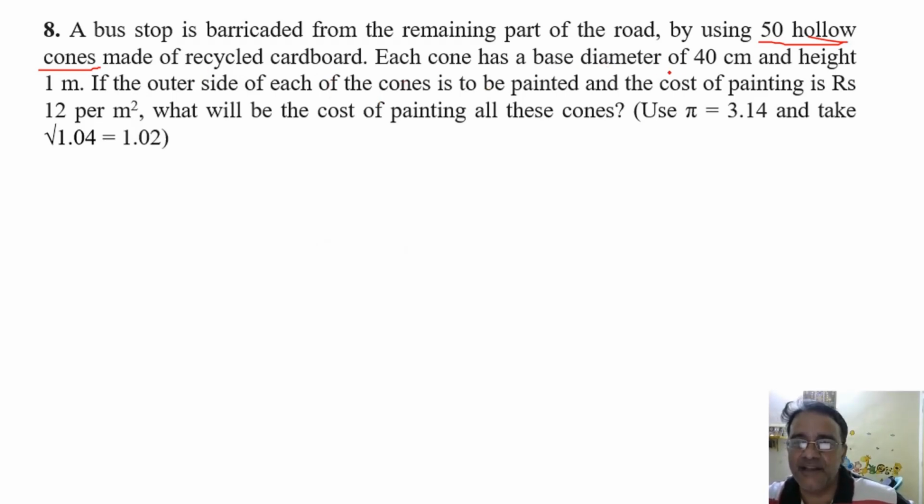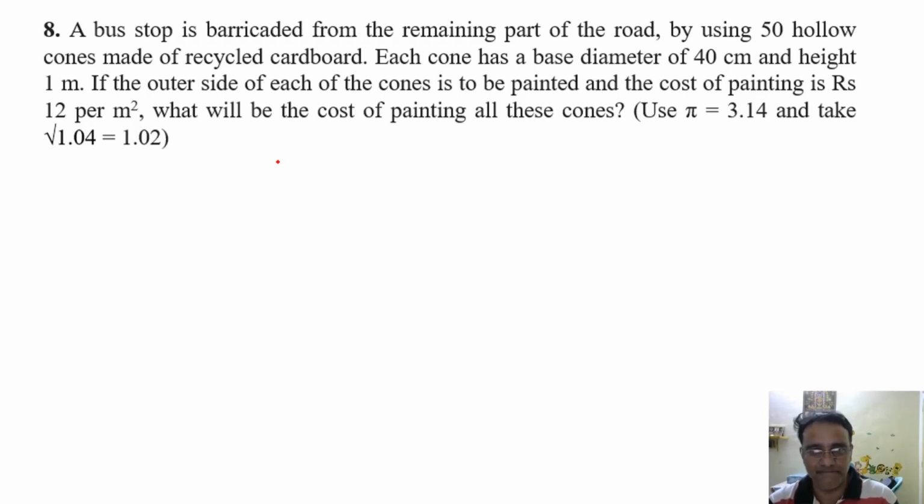Each cone has a base diameter 40 centimeter and height 1 meter. If the outer side of each of the cones is to be painted and the cost of painting is rupees 12 per meter square, what will be the cost of painting all these cones? Use pi is equals to 3.14 and take root over 1.04 is equals to 1.02. All the values are already given. Okay, so we'll start with the area of one cone to be painted.